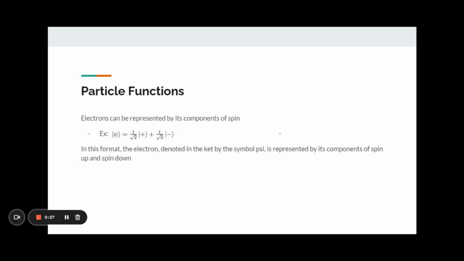So particle functions, what are they? Basically, they are a way to represent particles. And we see an example right there. Let's say we have an electron beam, and it's represented by its components of spin up and spin down, and it's denoted by the ket, the symbol psi, on the left hand side of the equation.